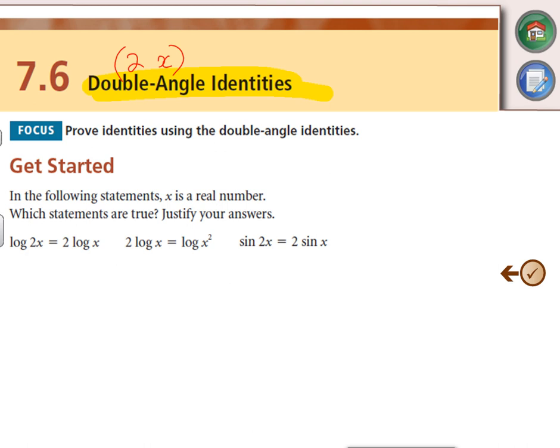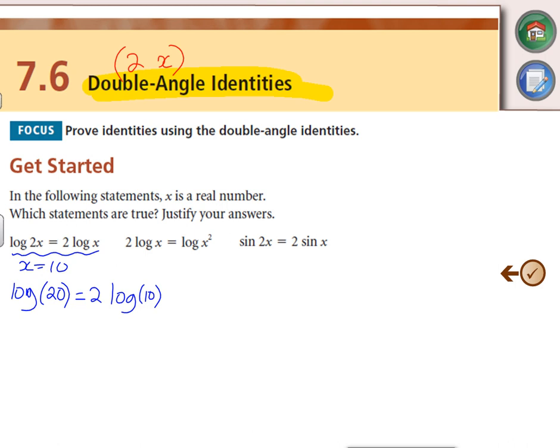Let's look at what would work and what doesn't work. Let's talk about some log laws, just to remind you of those right now. Is this first one an identity? Does log 2x equal 2 log x? Let's plug in some numbers and see. Let's make it easier on ourselves and make x equal to 10. So this is saying the log of 2x, which is 20, does that equal 2 times log of 10?